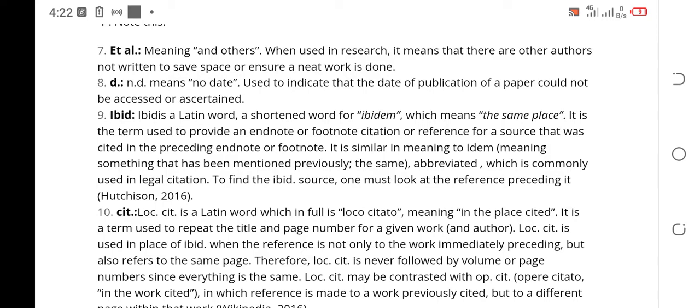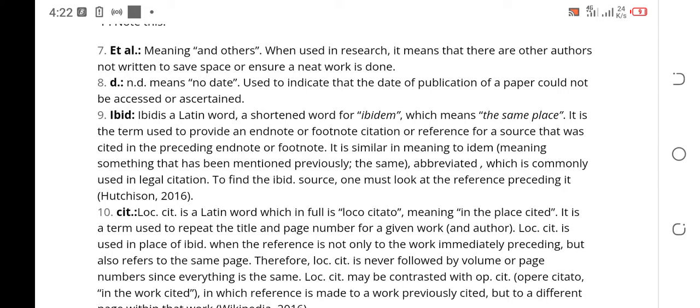It is the term used to provide an endnote or footnote citation or reference for a source that was cited in the preceding endnote or footnote. It is similar in meaning to idem, meaning something that has been mentioned previously, or the same.